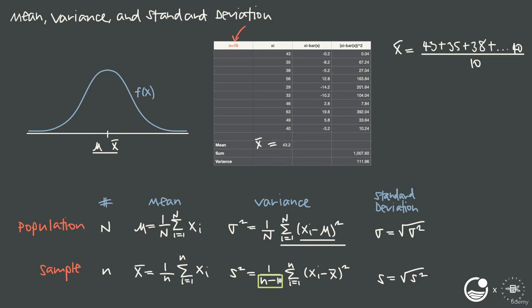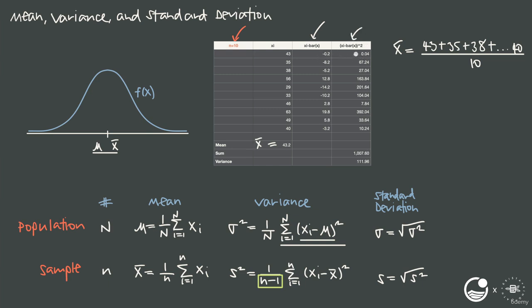Now to find variance for our sample, we take each one of our x sub i values and we subtract the mean x bar. So that's what we're doing here in this column. We're finding all of the deviations. So we're taking 43 and subtracting 43.2 to get negative 0.2. We're taking 35 and subtracting 43.2 to get negative 8.2, all the way down until the last data point. And so this second column here is giving us this x sub i minus x bar value for each data point.